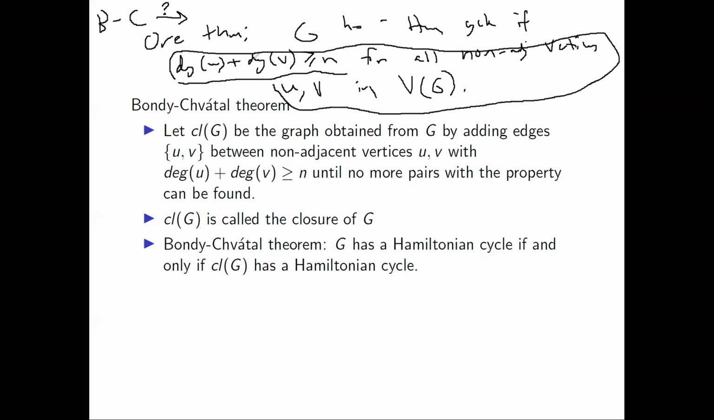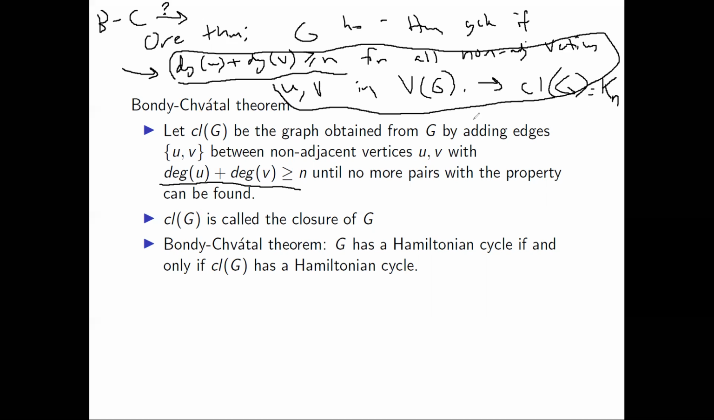Now, if we know that this is true for all non-adjacent vertices u, v in the vertex set, then when we find the closure of this graph, we're going to add edges uv between any non-adjacent vertices with the sum of the degrees of those vertices greater than or equal to n. For this graph, we know that sum requirement is satisfied for all non-adjacent vertices. So when we find the closure of G, it is going to be a complete graph.